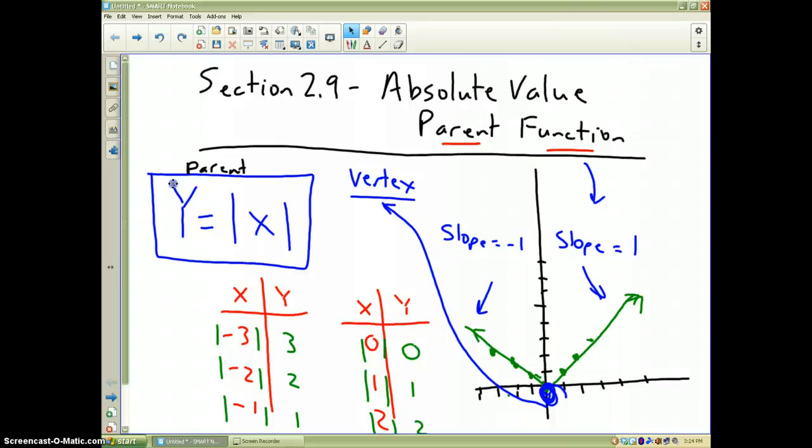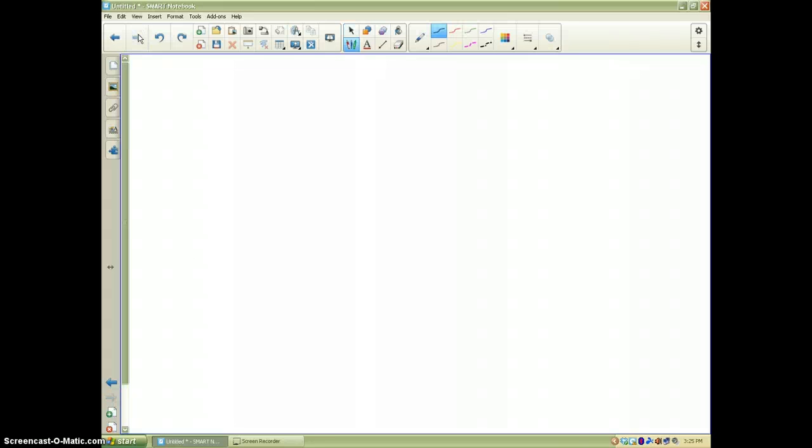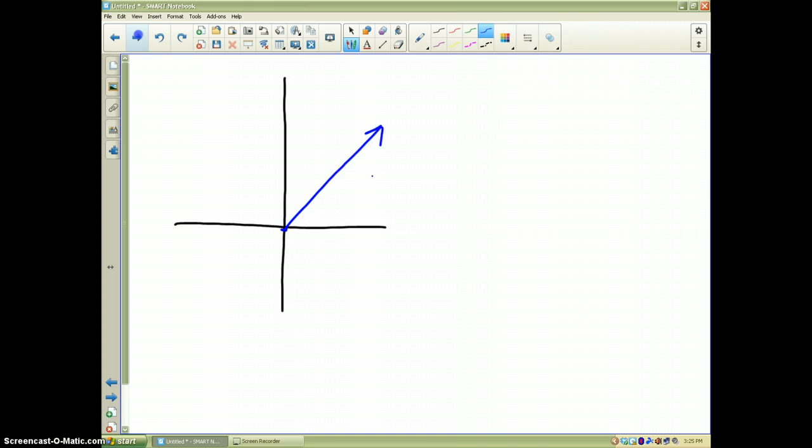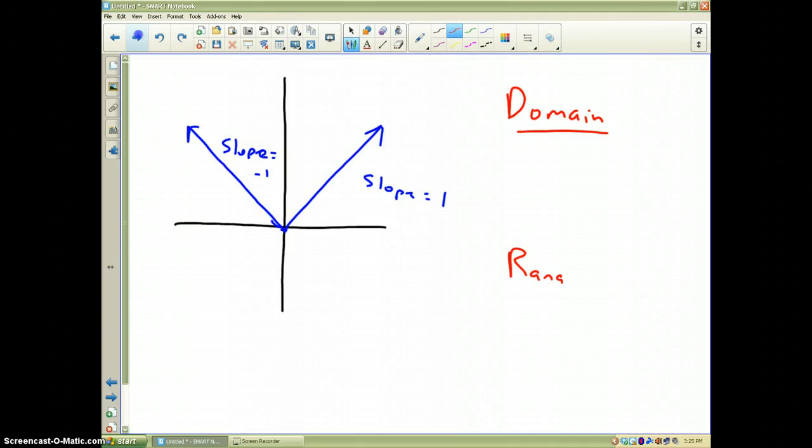I have one more thing that I want to talk about, and I'm going to go forward a slide to do that. Now, I'm going to redraw the graph. I'm just going to sketch what it looks like. If you remember, it was a V. Starts at the origin. And that side has a slope equal to 1. And this side over here goes up that way, and it has a slope equal to negative 1. Now, as we've been talking about from the very beginning of this class, I want to talk about domain and range of the parent function.